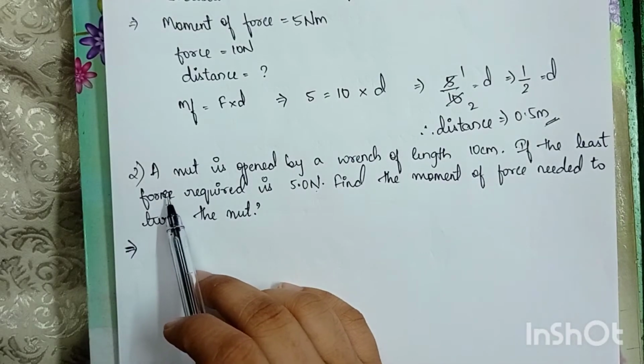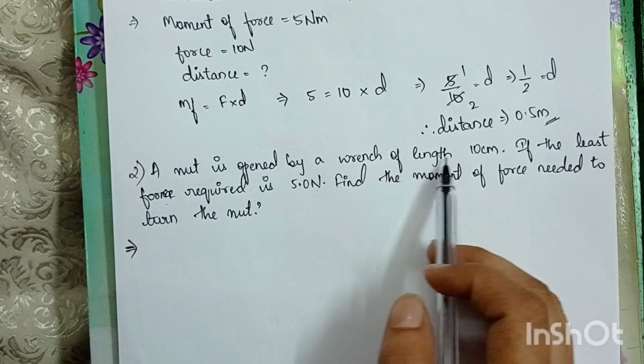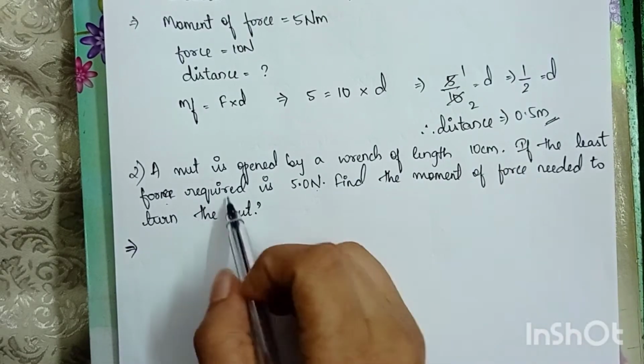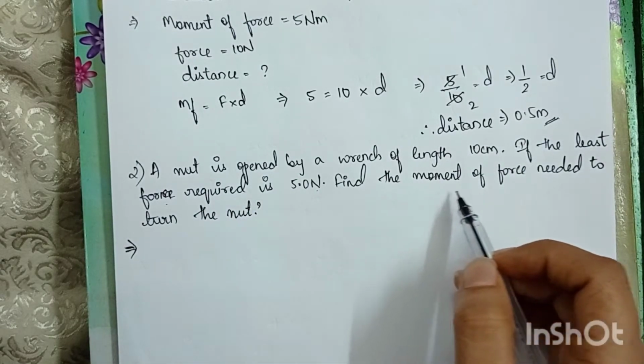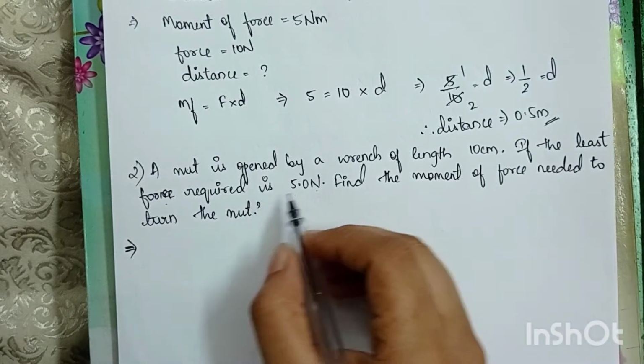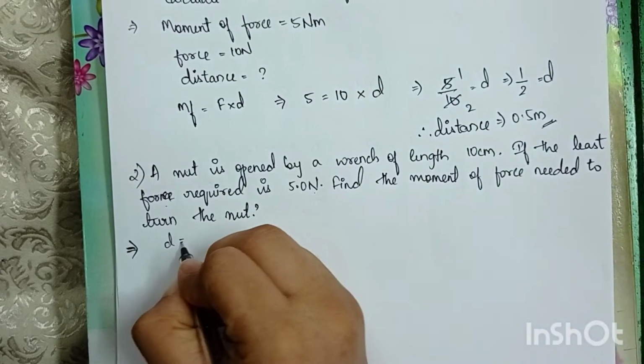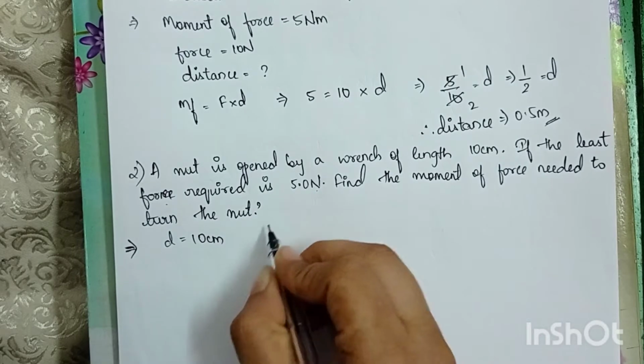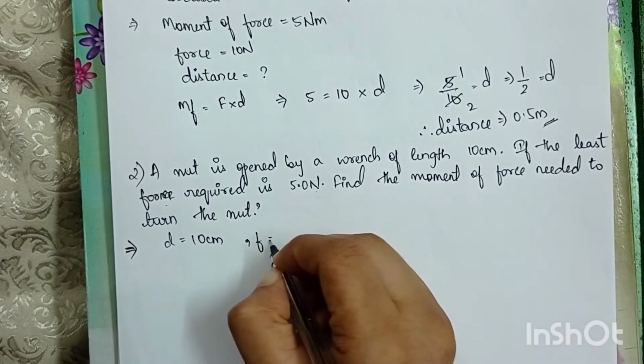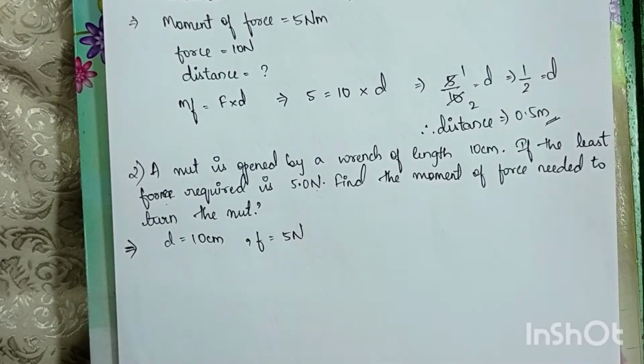Now our second question is: a nut is opened by a wrench of length 10 centimeter. If the least force required is 5 Newton, find the moment of force needed to turn the nut. In this, the length is given, which is distance, 10 centimeter, and force is equal to 5 Newton. We need to find the moment of force.